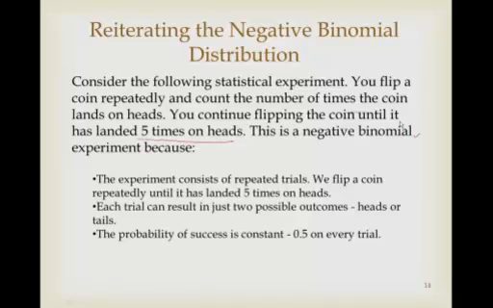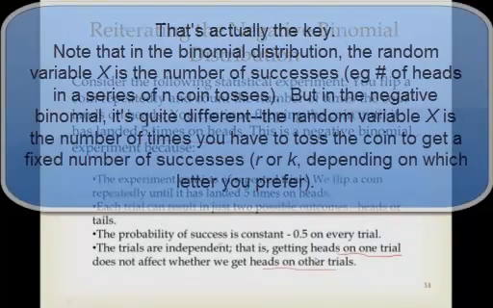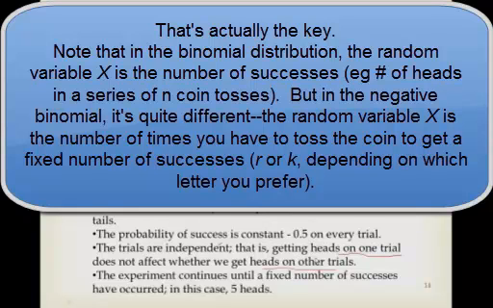The probability of success is consistent. We've got 0.5 on each trial, and each of these trials is independent. That is, getting heads on one trial doesn't affect any of those other trials. So that's a good example of a negative binomial distribution. And finally, the experiment continues until we get a fixed number of successes, and in this case it's 5 heads.